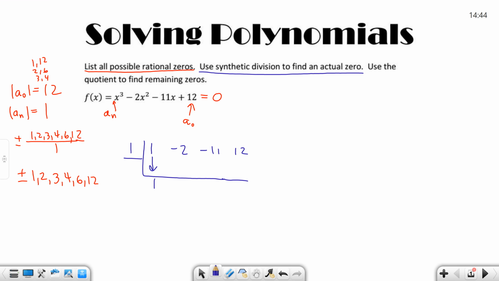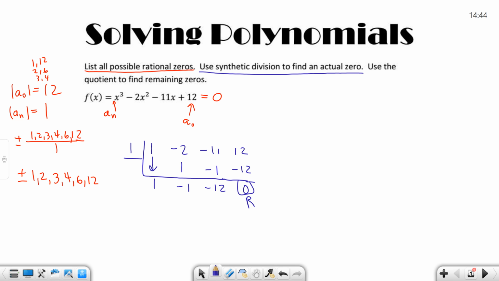So drop down the 1. 1 times 1 is 1, and then we add. That's negative 1. 1 times negative 1 is negative 1. Add them together, negative 12. 1 times negative 12. Look at that, we got lucky. We didn't have to try it 4 times. We got it on the first try. That's just luck. I don't try 1 first because I knew it was going to work.